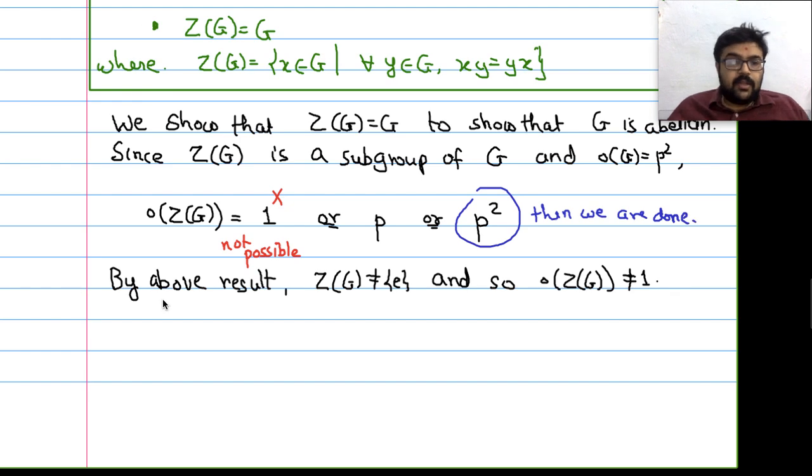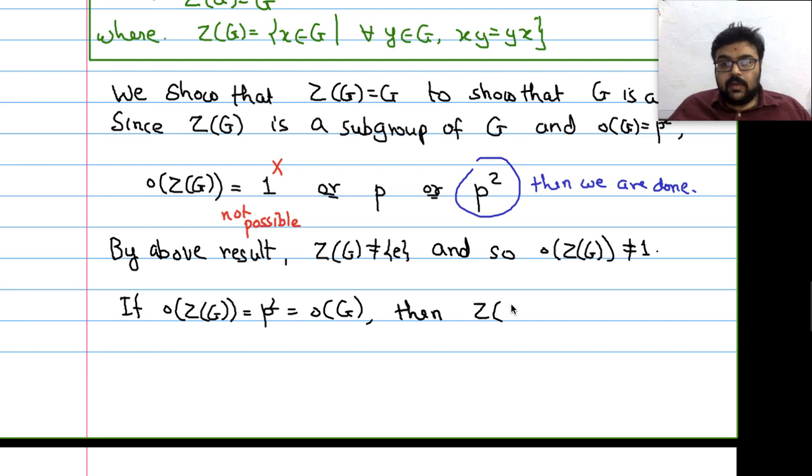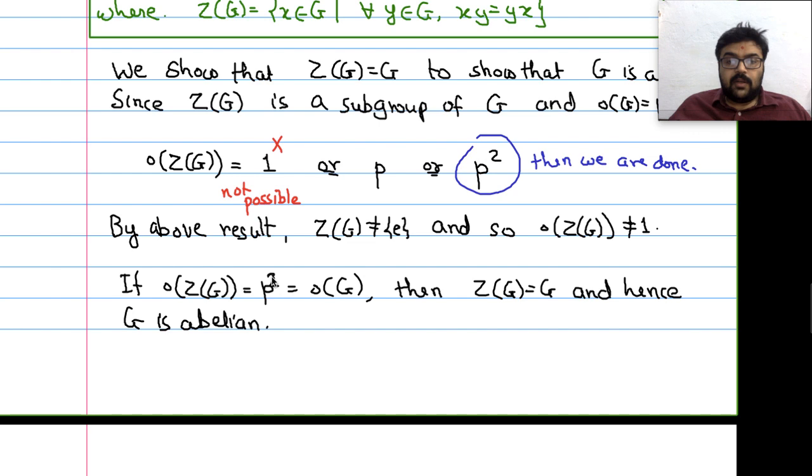So let me write that. If the order of Z(G) equals p squared, which is the order of G, then Z(G) equals G, and hence G is abelian. So in this case we are done. If it is p squared, we are through.